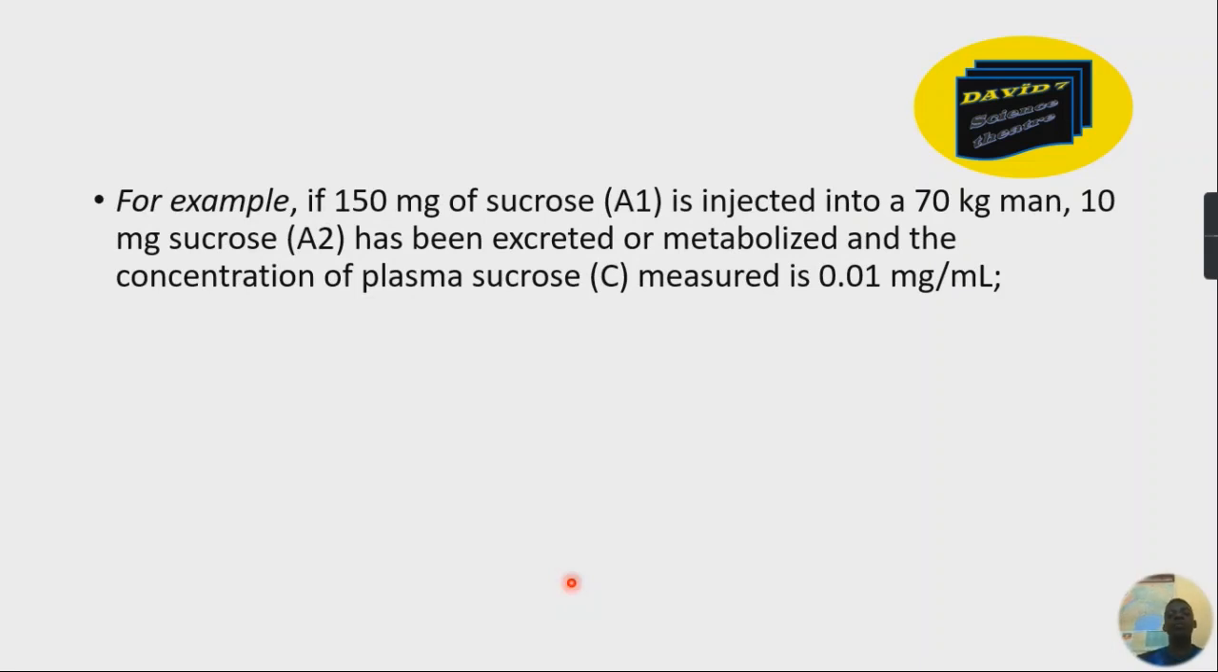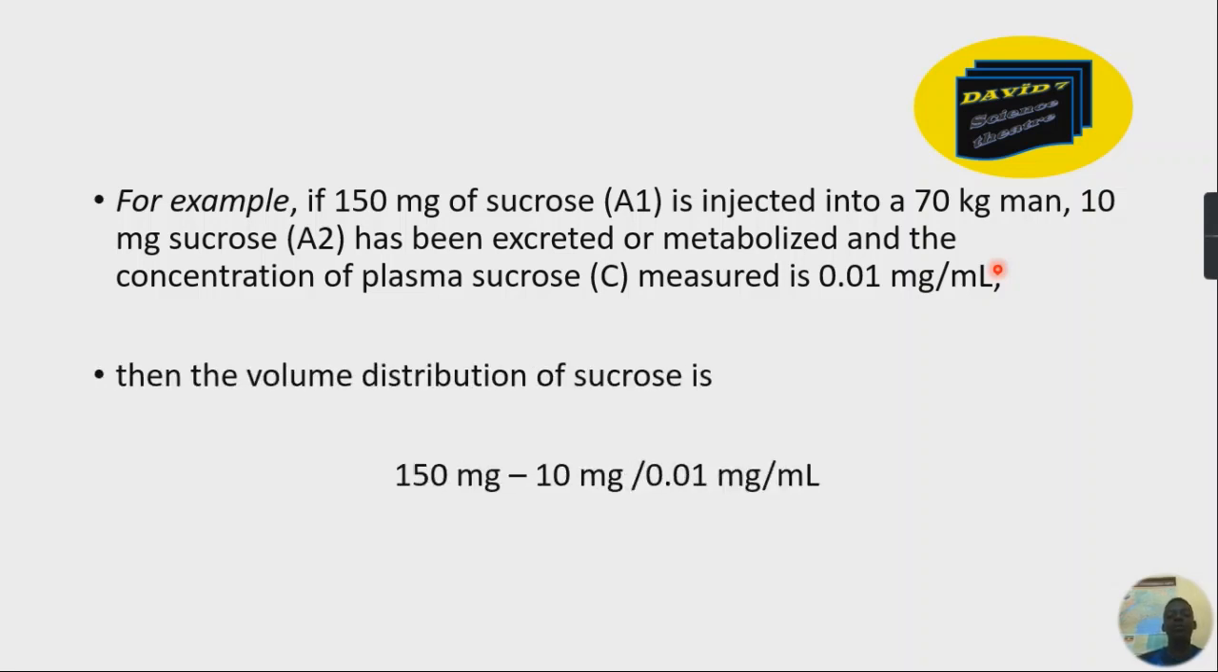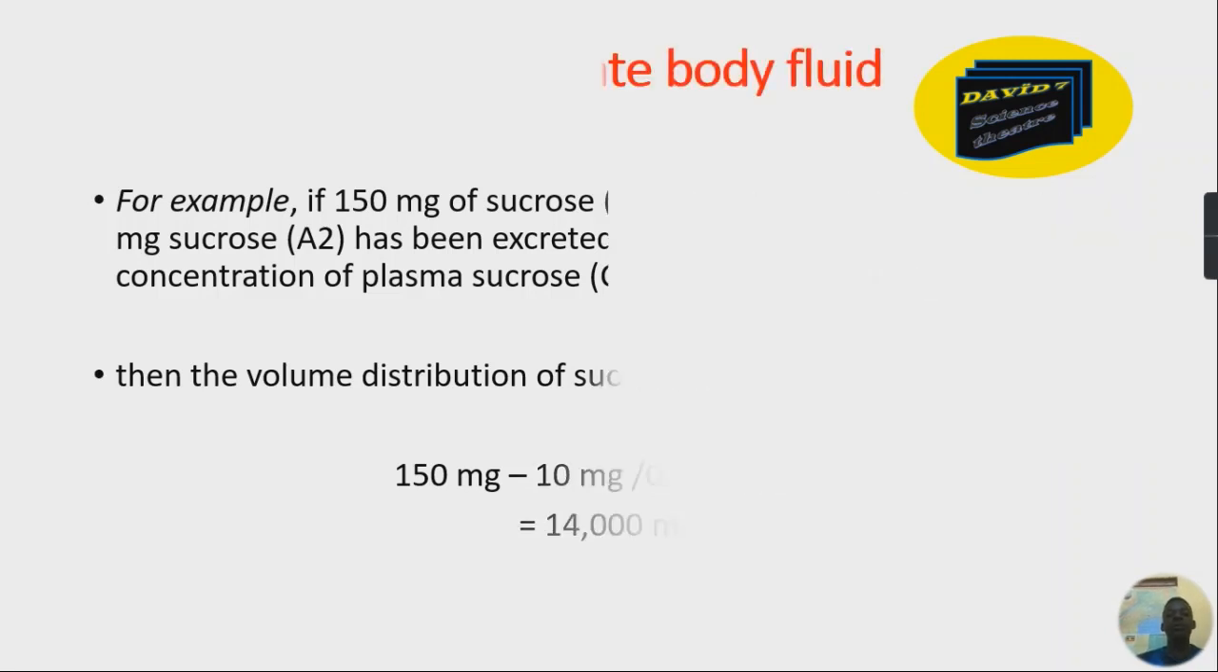Let's continue. For example, if 150 milligrams of sucrose, that is the A1, is injected into a man of 70 kilograms, and 10 milligrams of sucrose were excreted or metabolized, and the concentration of plasma sucrose when we measured was 0.01 milligrams per milliliter, then the volume of distribution of sucrose is 150 amount injected minus 10 which was excreted, over the concentration we found, and you get 14,000 milliliters. So that's how we do it.